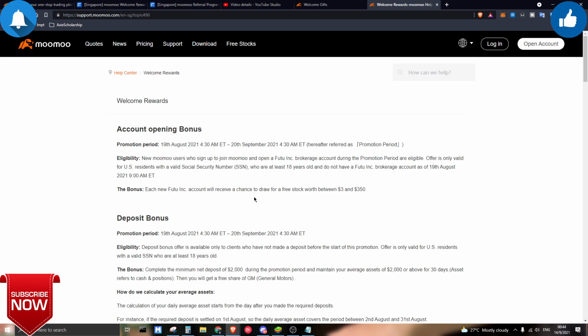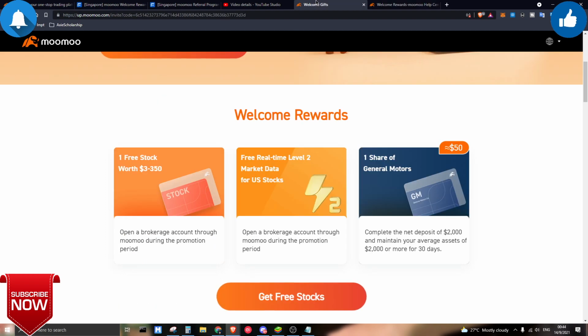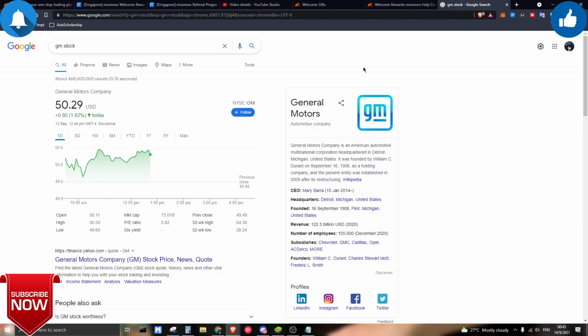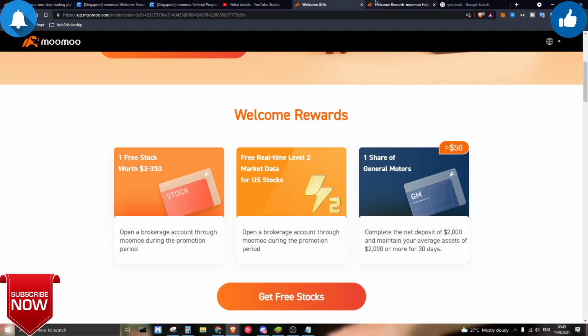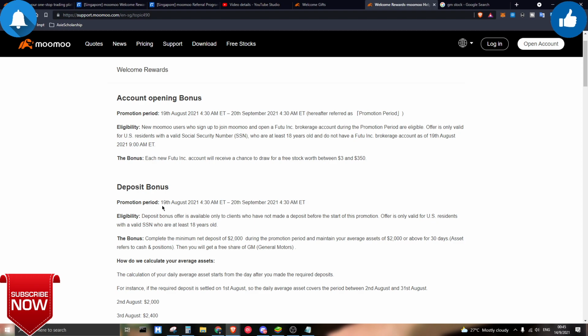And after that, over here, the second promotion of the US citizens itself is very simple. Over here, you can get 1 General Motors share, and after that from there we can check how much is the GM stock. So as for today itself, General Motors is worth around 50.25 US dollars. And after that over here, yes, they have equivalent it to 50, yes.